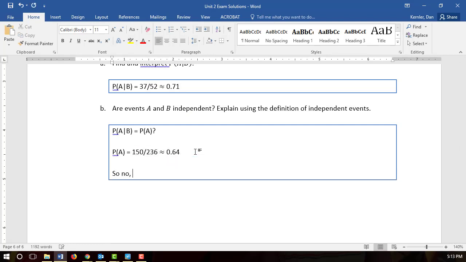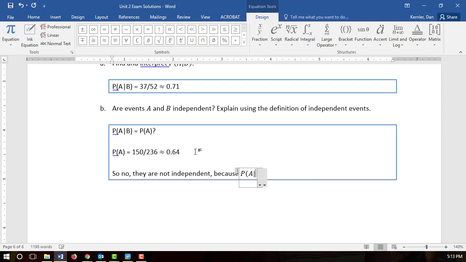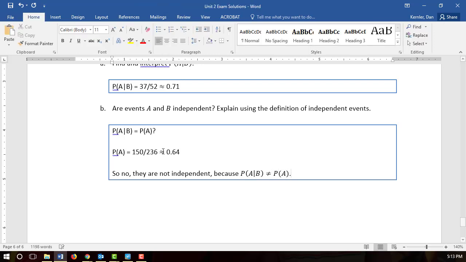So no, they are not independent because, oh, am I going to be able to do, let's do this. A given B, I can do my not equal to in here. Not equal to probability of A. I don't know how to do the regular character.